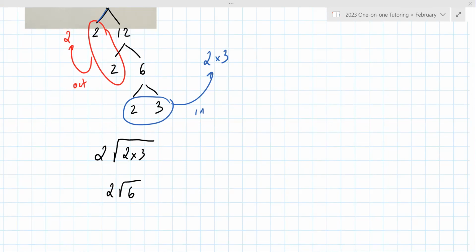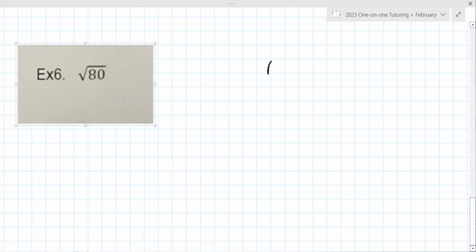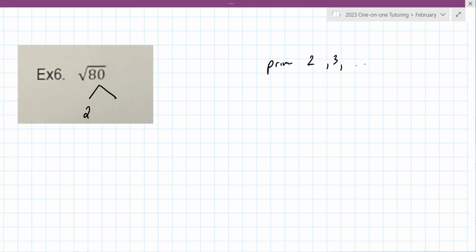I would like to do a few more examples than what they have here, but we'll see if time permits for that. So again, you start with your prime numbers. Your prime numbers are 2, 3, and so on. We're just going to start with 2. Can 2 go into 80, or what is 80 divided by 2? 40. And then you try it again. You try something until it doesn't work. So that's 20, 2 and 10, 2 and 5.